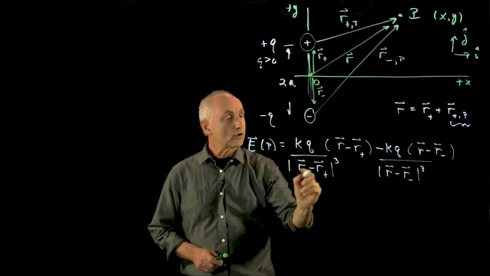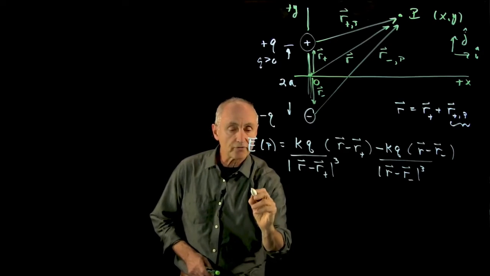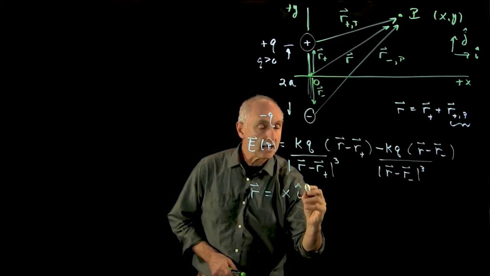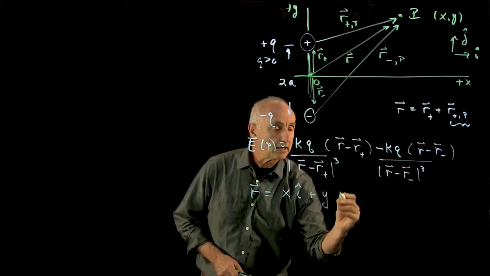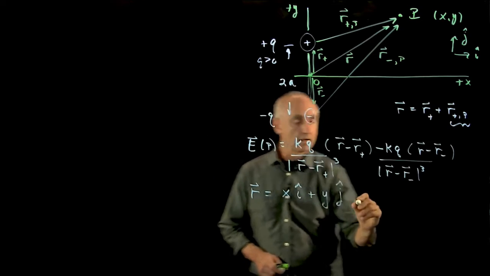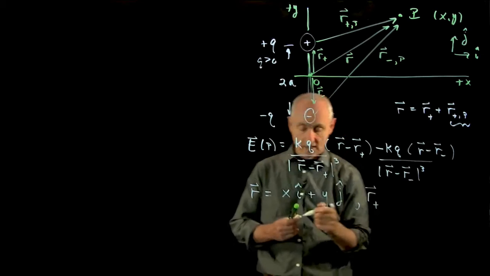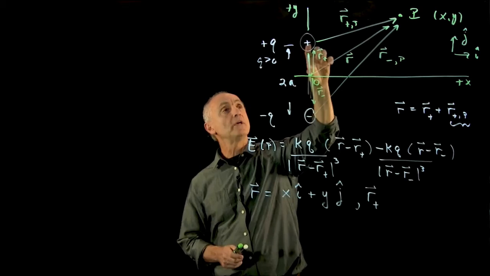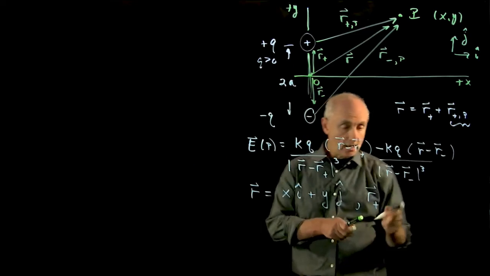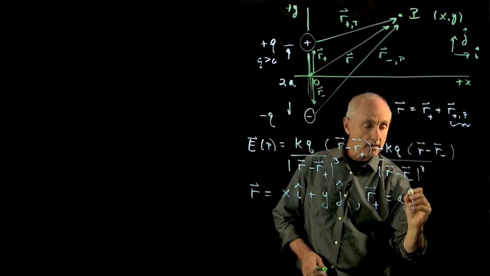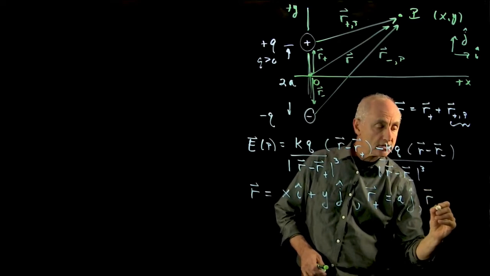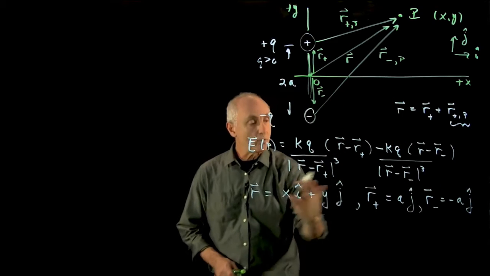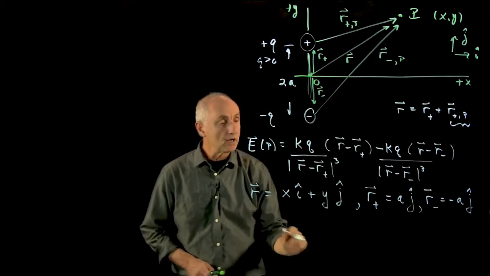So our goal now, in order to analyze these terms, is first off to write out our three vectors. The vector r is x i hat plus y j hat. The vector r plus, now remember that's the vector from the origin to the positive charge. The whole distance is 2a, so that's only a distance a. And so that is a j hat. And the vector r minus is minus a j hat. And so we now have all of our terms defined.